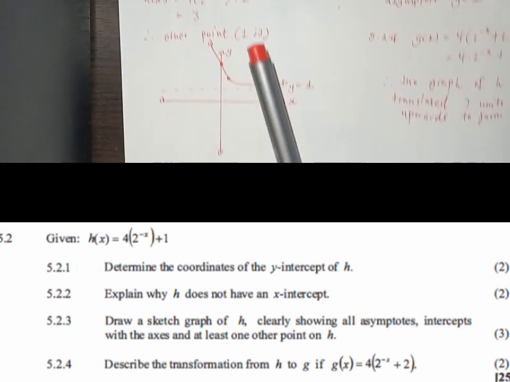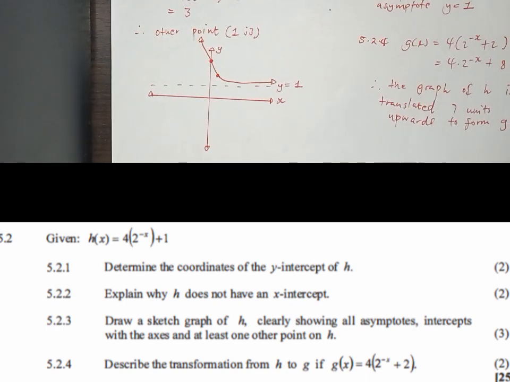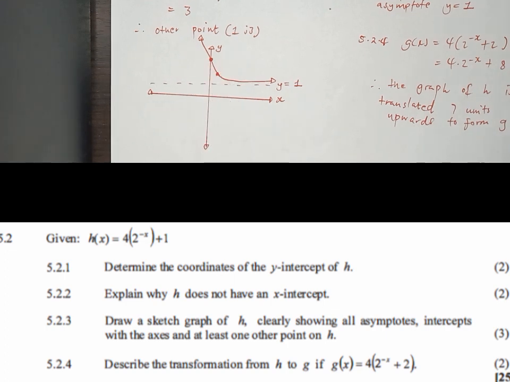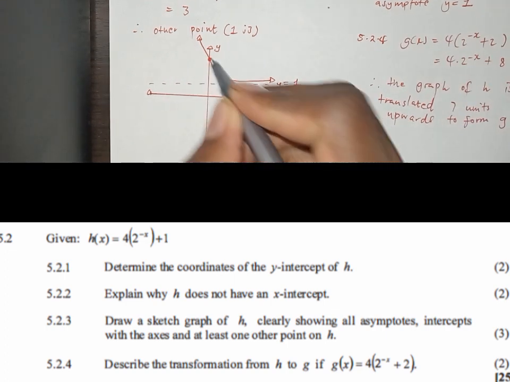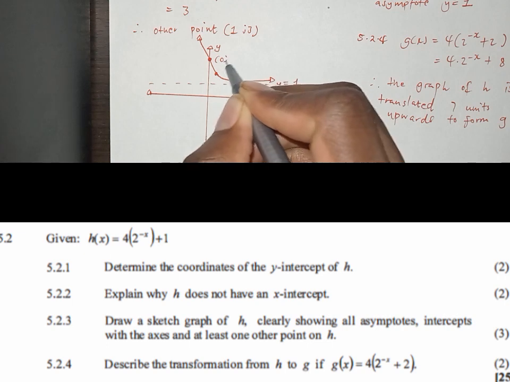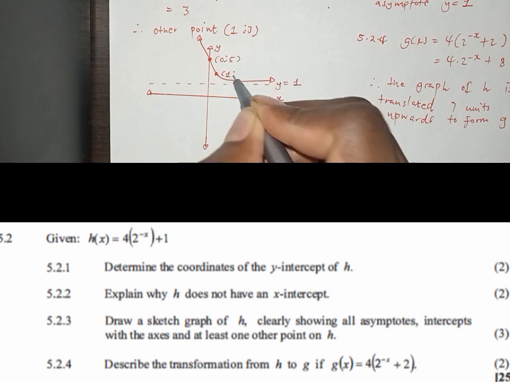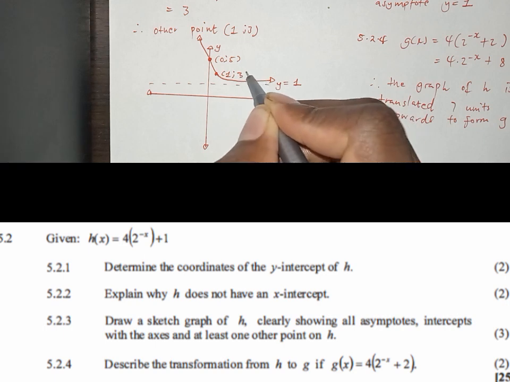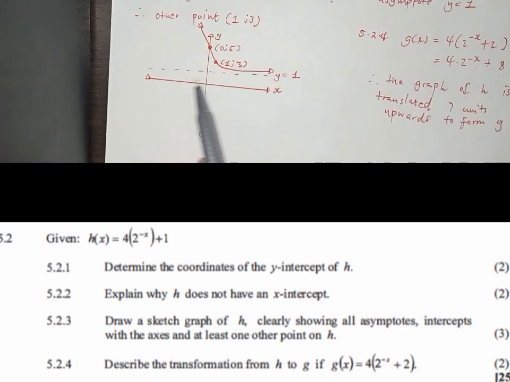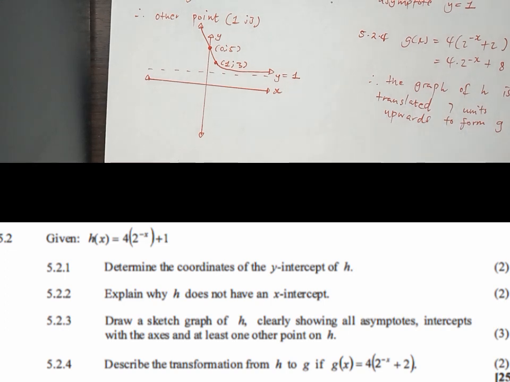Then you plot your graph as follows. That's your y-intercept here, (0; 5), and this is your other point, which is (1; 3). Then that's your asymptote, which is y is equal to 1, and you get your 3 marks easily.